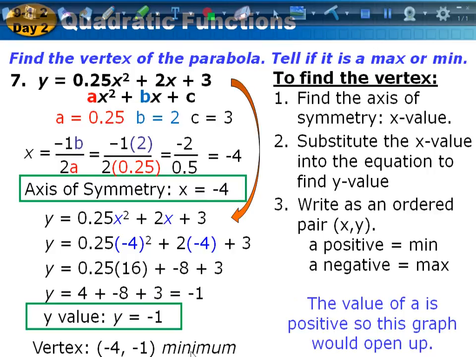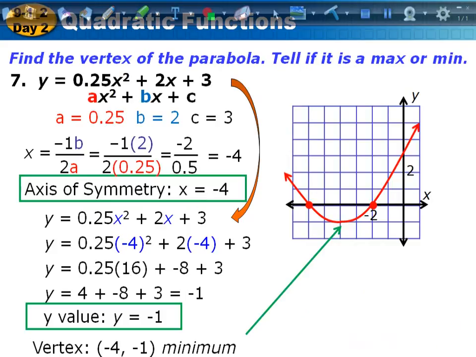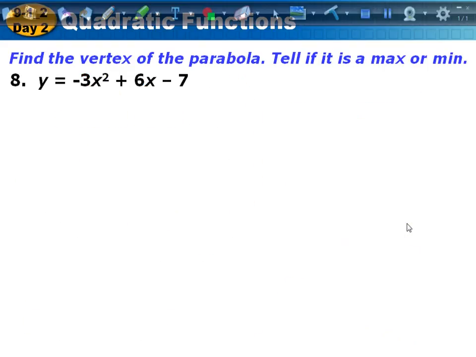And again, if it opens upward, it is a minimum. So you need to have the vertex and the word minimum written. So you need to have everything on this left-hand side written before you move on. All right, and you can kind of see from the picture that that minimum is right here, and it is a minimum because it's opening upward. All right, number 8, go ahead and write down number 8.